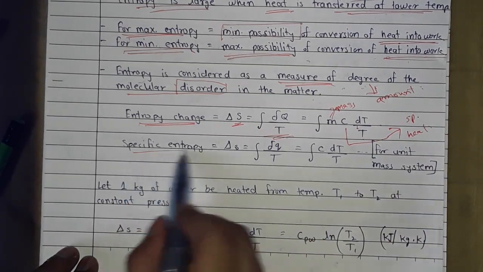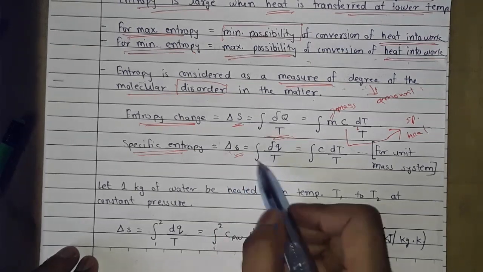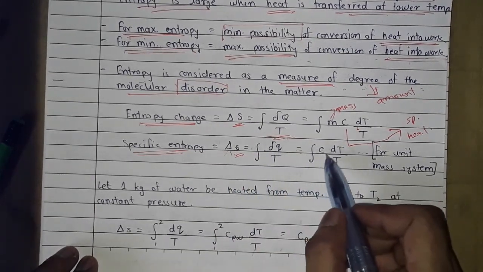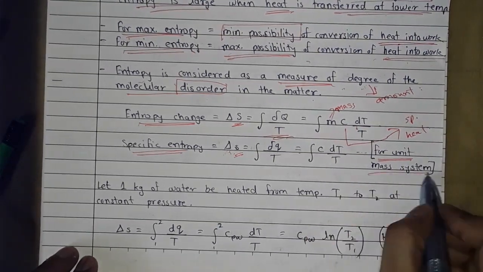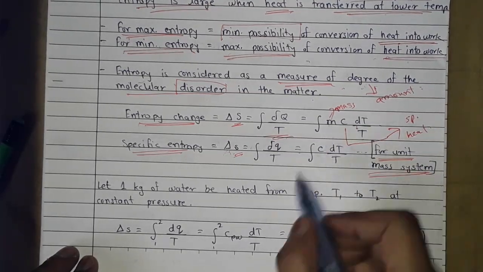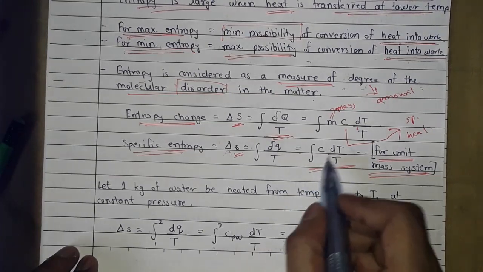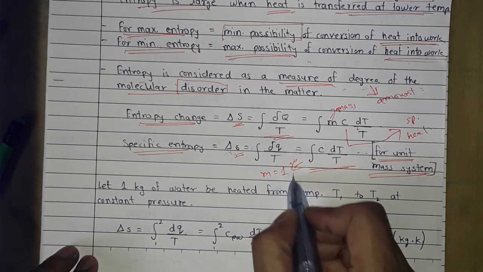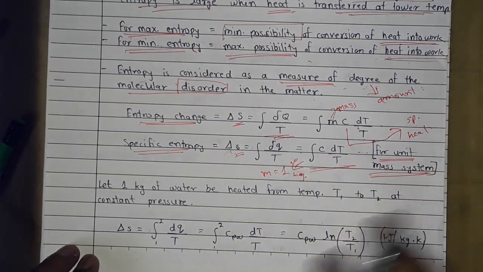Here now, friends, specific entropy, delta small s, is equal to the integration of delta small q upon T, is equal to the integration of c dT upon T. This is for a unit mass system. Here we consider mass equal to 1 kg, so we did not include mass.